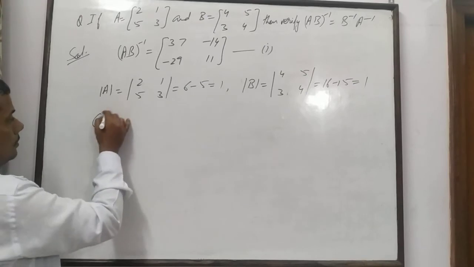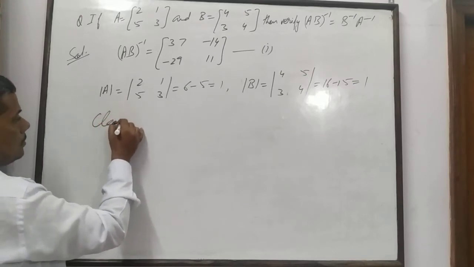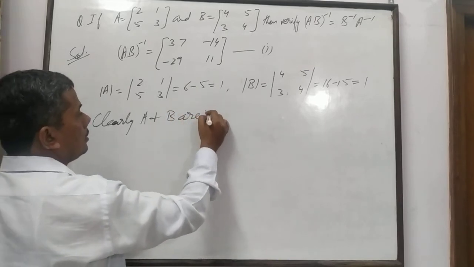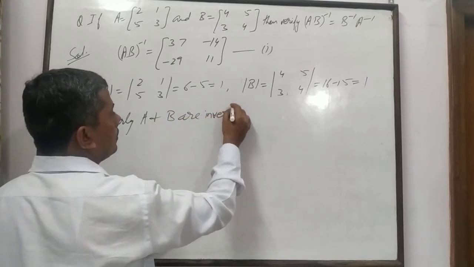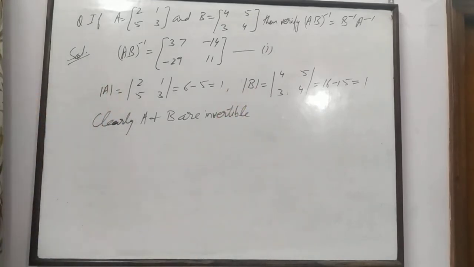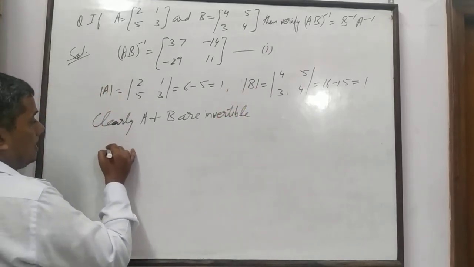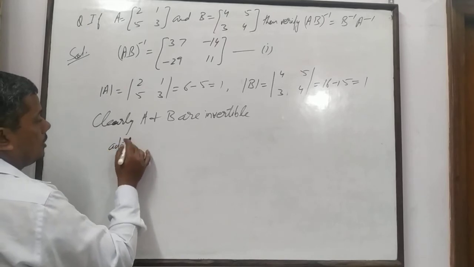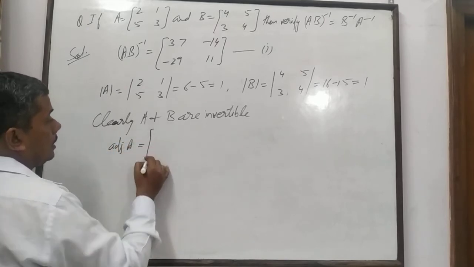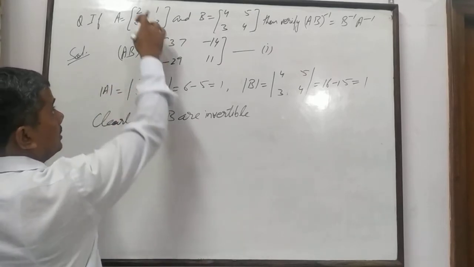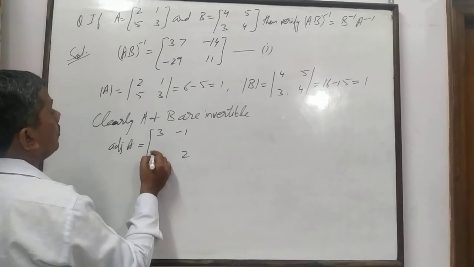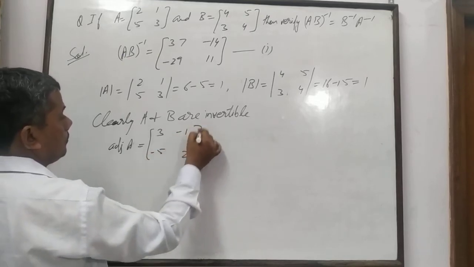Clearly, A and B are invertible. How? Because their determinants are non-zero. Next is adjoint of A. Now how to find adjoint of A? As I told you earlier, interchange the diagonal elements and change the sign of the off-diagonal elements.